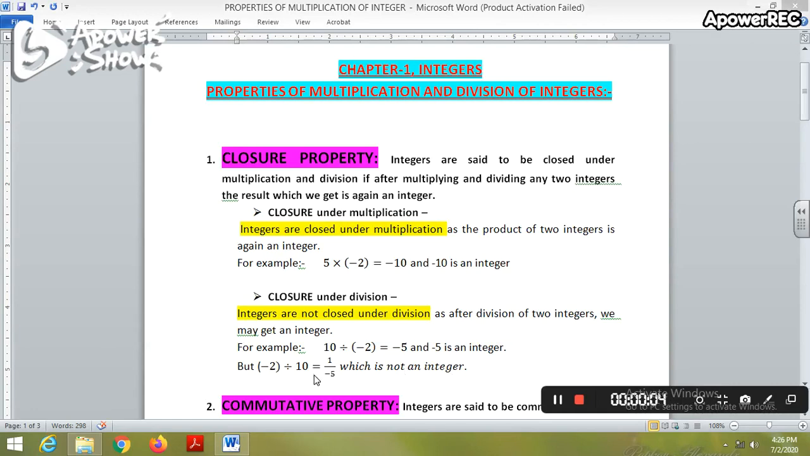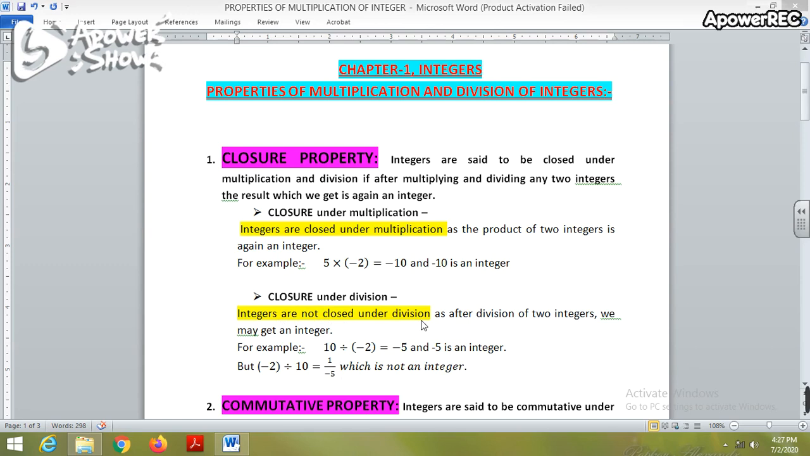integer. So here we have an example in which on dividing one integer by another, we get a number which is not an integer. Since we are getting a number which is not an integer, we can say that integers are not closed under division. On dividing one integer by another one, sometimes we get an integer, but sometimes we do not. So that's why integers are closed under multiplication, but integers are not closed under division.